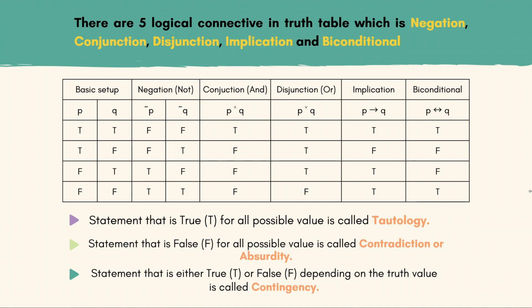Third, we have disjunction. Disjunction is used to connect two statements using the word or. We can read it as P or Q. To find its logic values, there should be at least one true value in the statement. It will become false only if both of the statements are false. Other than that, it will become true.